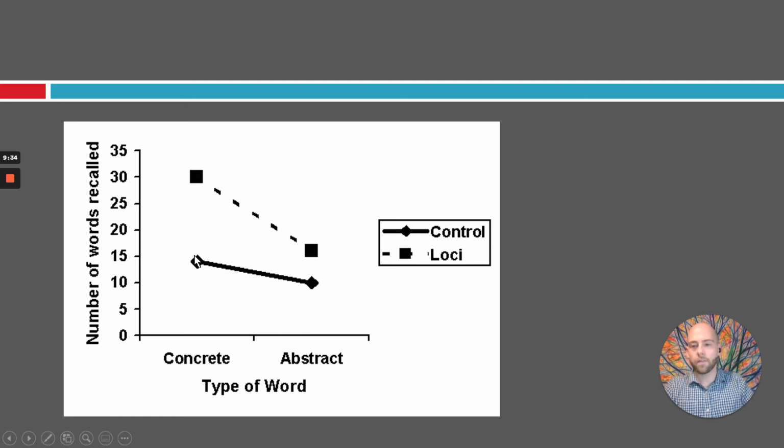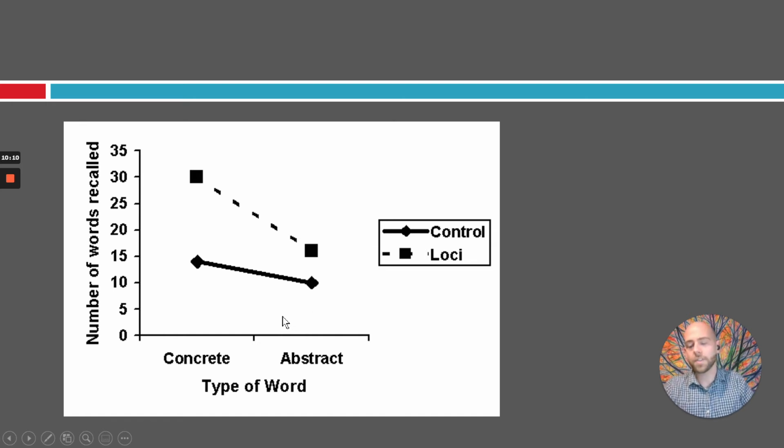So this is kind of an idealized set of results that you might get if you actually ran this experiment. So you have here the effect of word type in the control method and here you have the effect of word type for the method of loci. Each of these 4 points represents one cell of the study. This is concrete words in the control condition. This is concrete words in the loci condition. This is abstract words in the control condition, and this is abstract words in the loci condition.